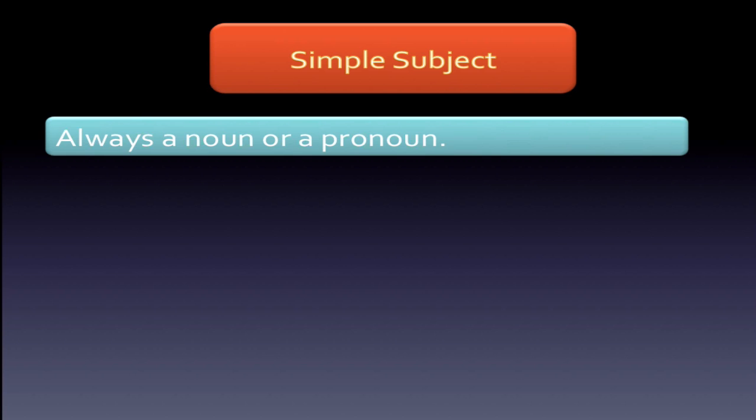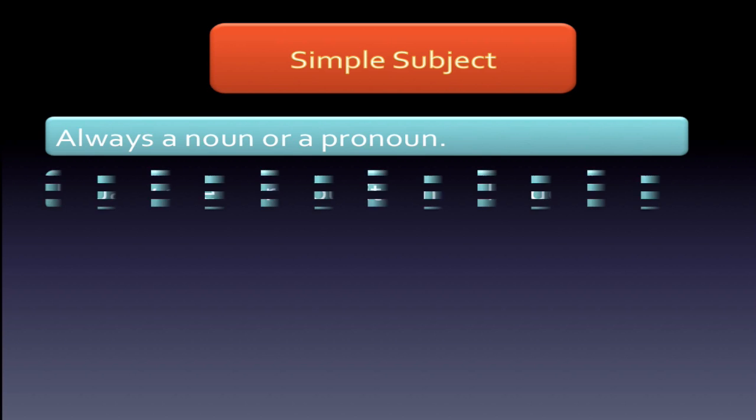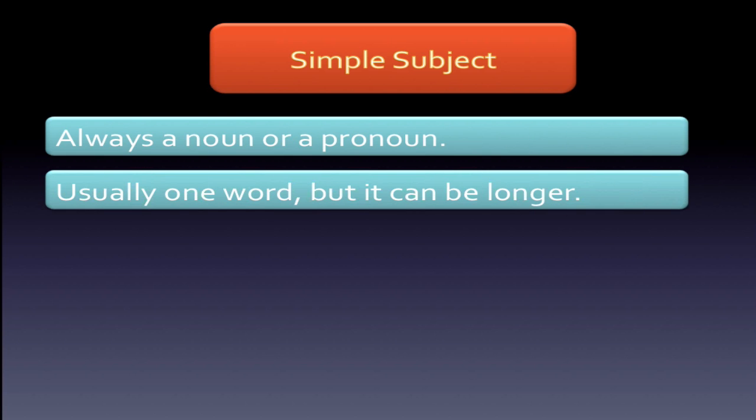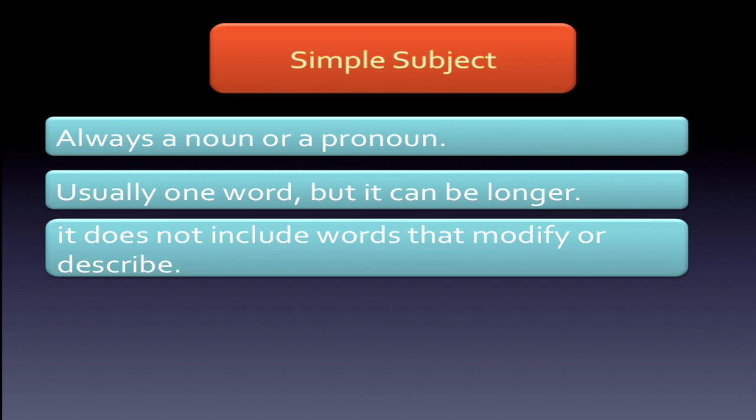Let's take a look at the simple subject. So, what is the simple subject? It is always a noun or pronoun, usually one word, but it can be longer sometimes. It does not include words that modify or describe. What does that mean? For example, if I said dog, this is the noun. The dog is a noun, and I'm not saying it's black, long, tall, big, or short. I'm not saying any color, so I'm not describing the dog. So the simple subject is always a noun or pronoun, just the name without any description to it.